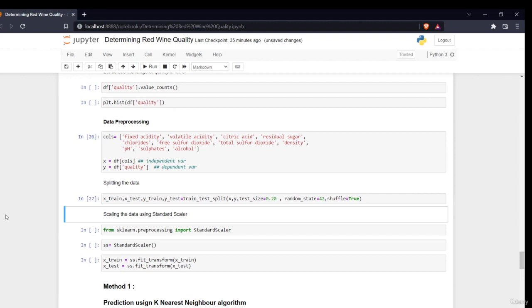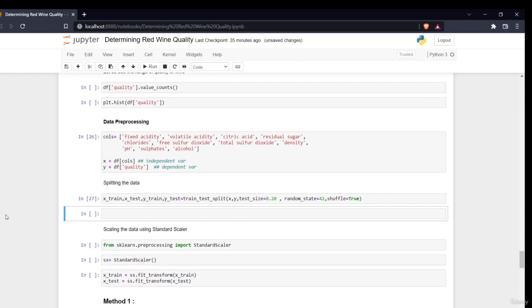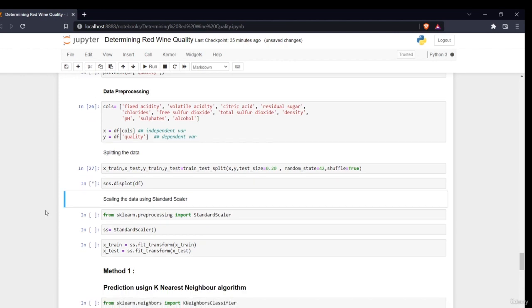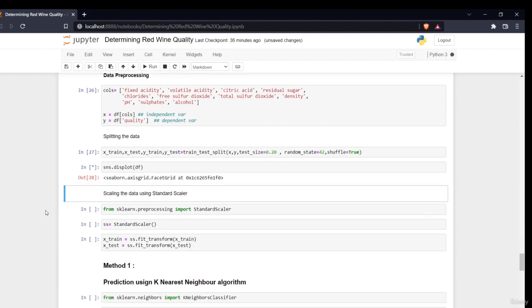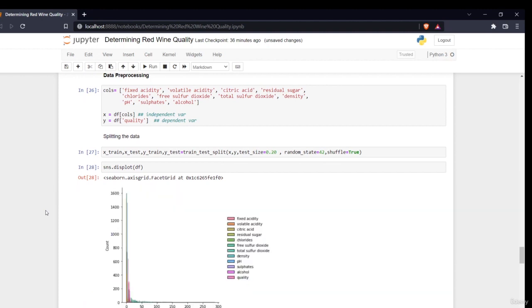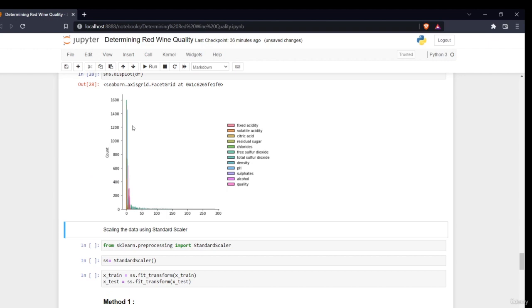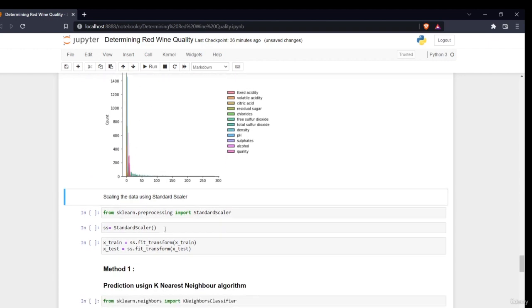Now I'll just scale my data. As you can see, if I plot the distribution with sns displot on df, the distribution will be very much uneven, because these are not on the same scale. So I'm scaling my data to bring it to the same scale. With standard scaler, it scales them on the basis of their mean. As you can see, the scale is not very good, it is very unevenly scaled data. So we'll just scale the data.